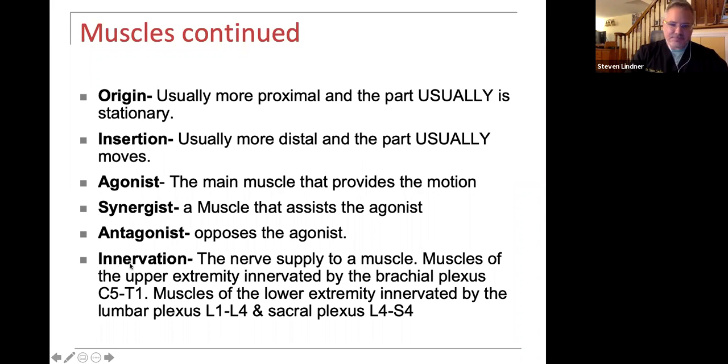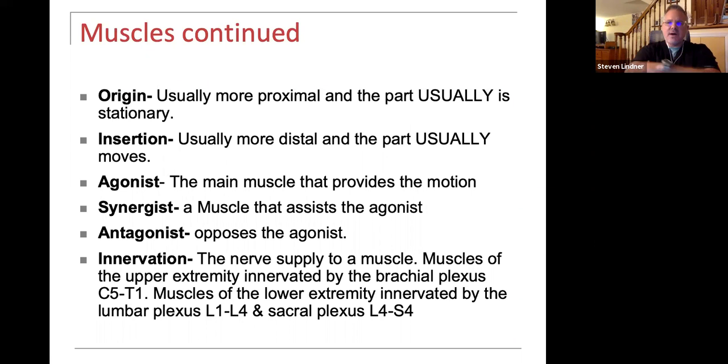Okay, innervation. In the word innervation, we see in and we see nerve. So all of the muscles from the upper extremity, from the deltoids and the rotator cuff muscles and the biceps and all of the arm flexors and wrist flexors and extensors and finger flexors and extensors, every muscle that starts up here at the shoulder and goes all the way down into the fingers, they are all innervated by nerves that come out of the neck, primarily from C5 to T1. That's C5, C6, C7, C8 nerve root, and the T1 nerve root.